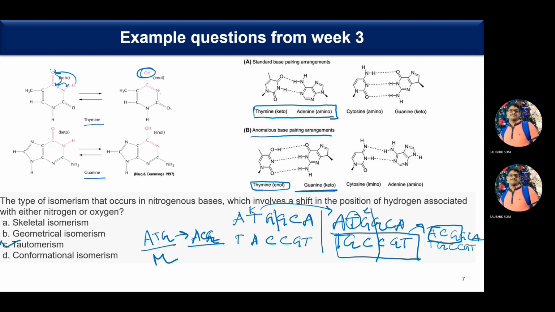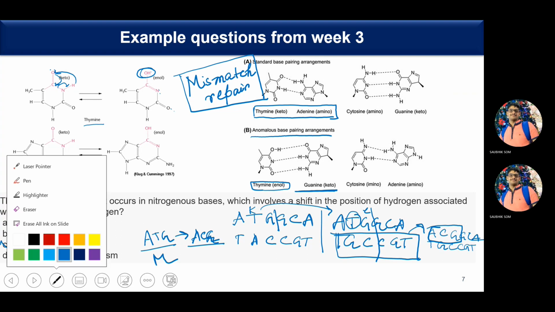So for this kind of case there is a repair system in our body known as the mismatch repair system, or MMR. Mismatch repair takes care of this kind of base anomaly inside our body. Okay, so anyway, this will be tautomerism. This has not been taught in the class though.